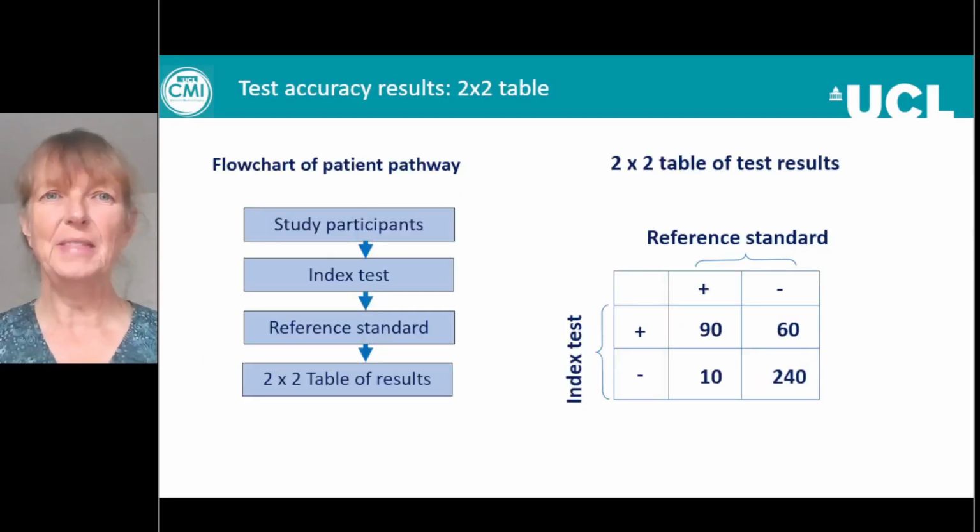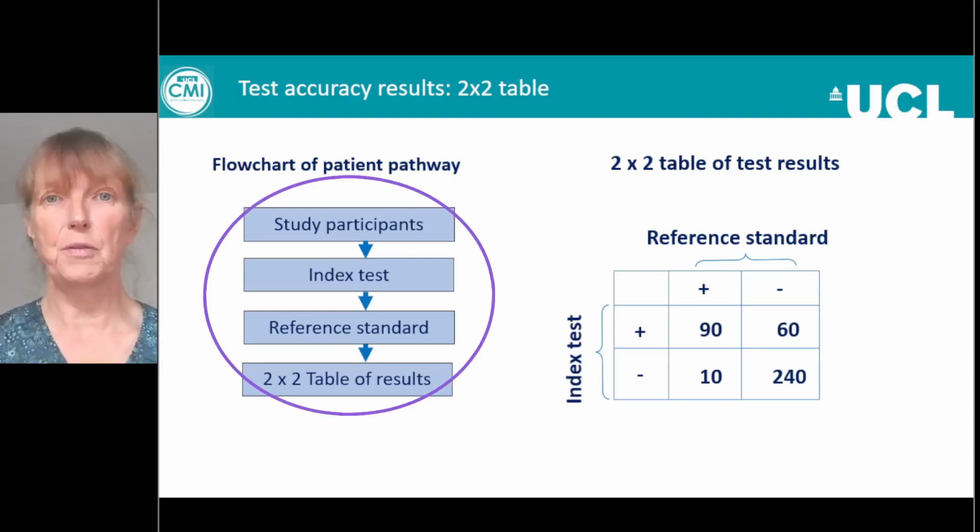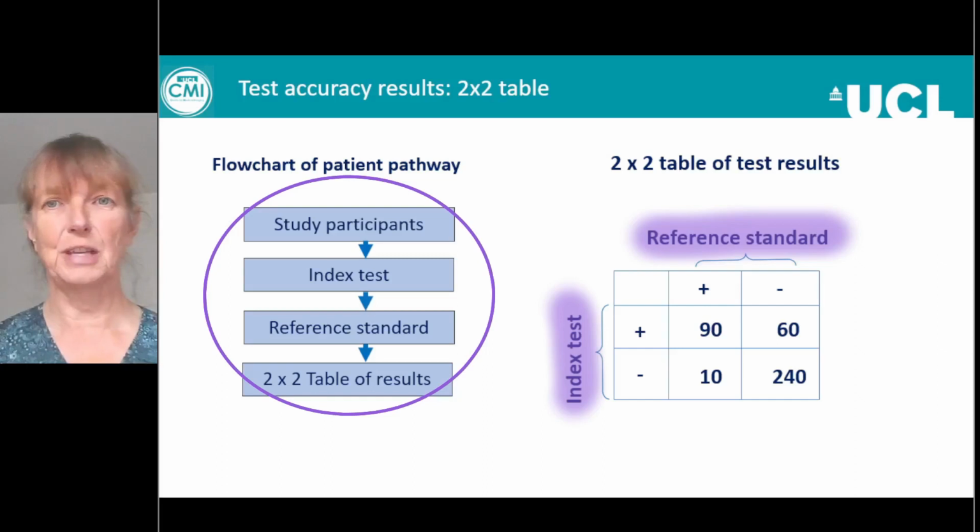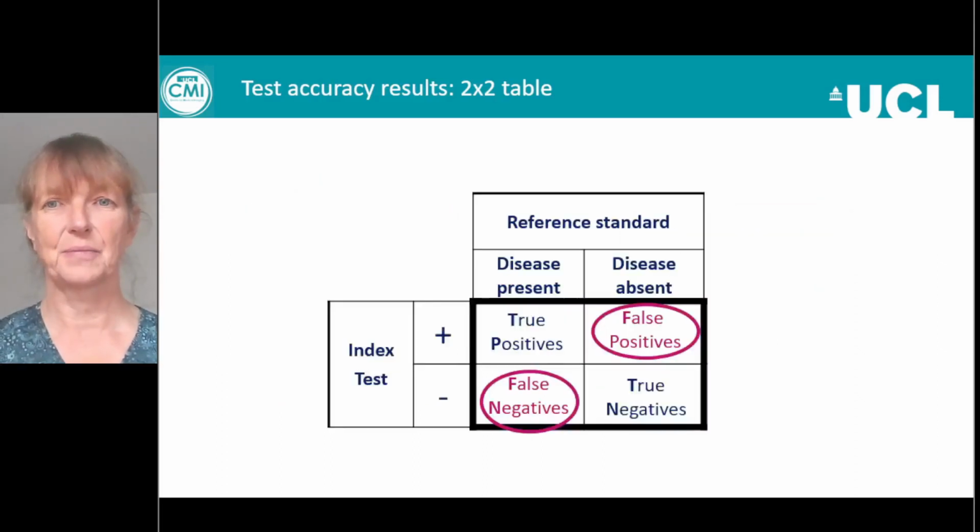Okay, so in these clinical phase studies, you've actually got a flow of patients going through the study. You've got the patients being recruited. They get first the index test, then the reference test. Then you can do this 2x2 table of results of the reference test results against the index test.